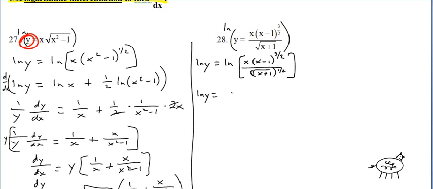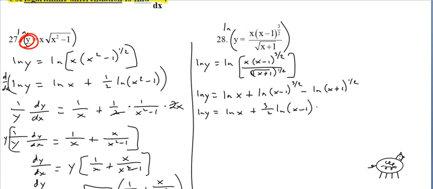ln of y is equal to, it's that whole top part, so I'm going to do that top part as an addition, right? So isn't it ln of x plus ln of x minus 1 to the 3 halves, right? And then it's minus the bottom, which is ln of x plus 1 to the 1/2 power. So let's simplify a couple things here. ln of y is equal to ln of x plus 3 halves ln of x minus 1 minus 1/2 times ln of x plus 1.